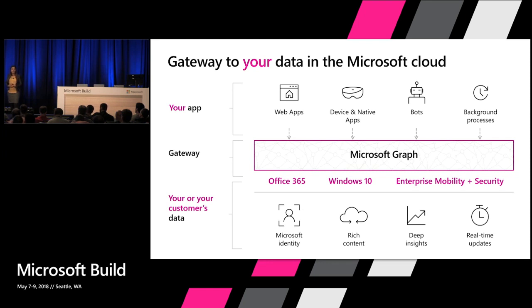What type of data do you get out of it? You get, starting, the identity of the users, whether that user is on the consumer or on the commercial cloud. You get rich context for all of the things that the user is doing. You get deep insights, the signals that we get from the activities of the user on the service, and you get real-time updates because of the capabilities that we have in the graph around notifications.